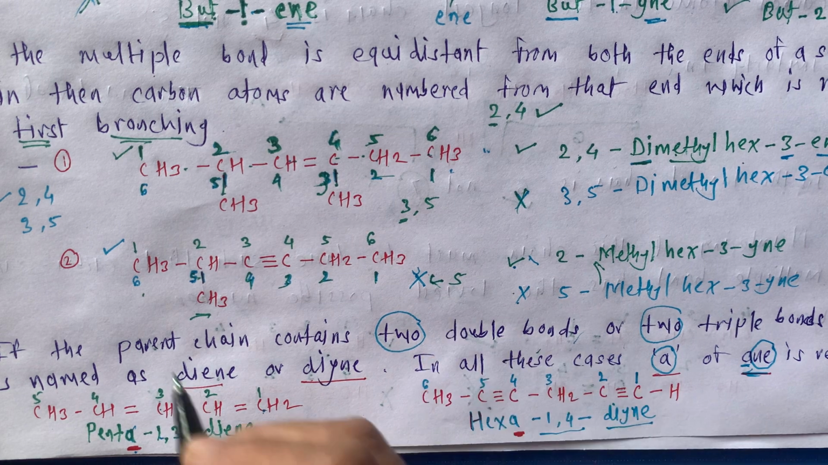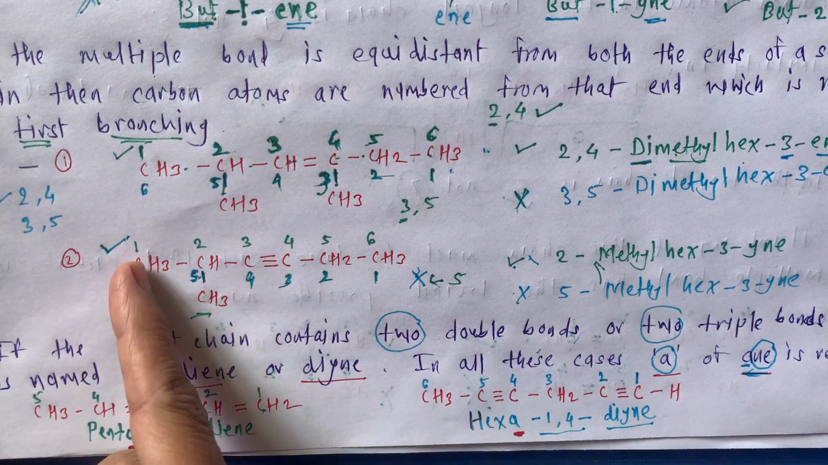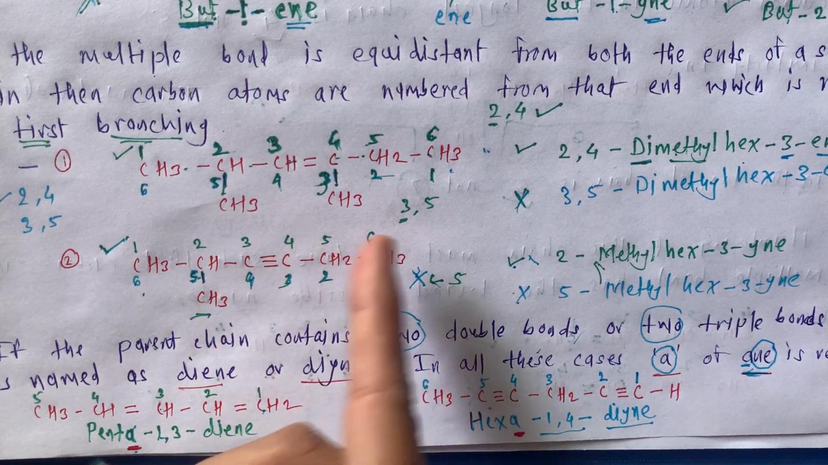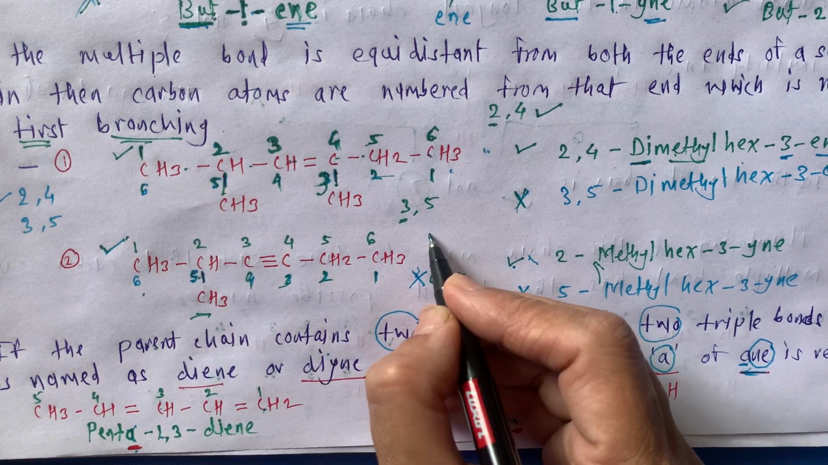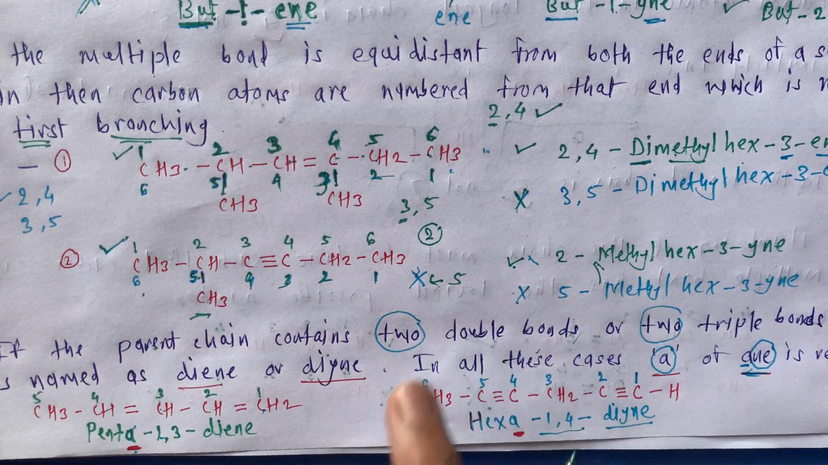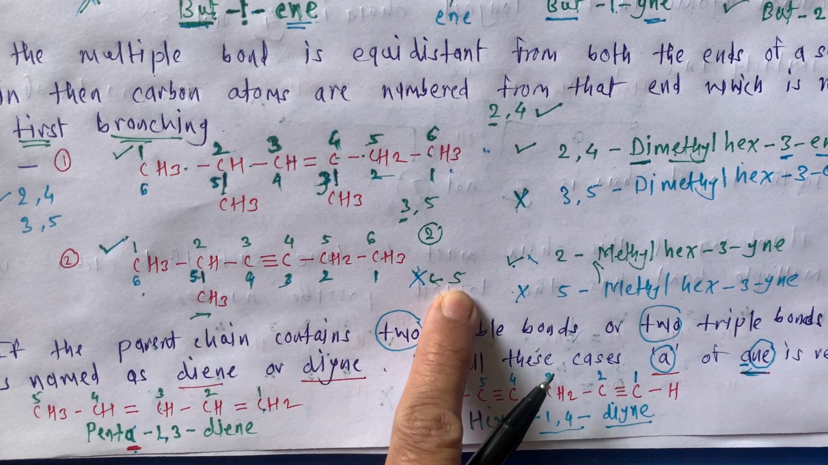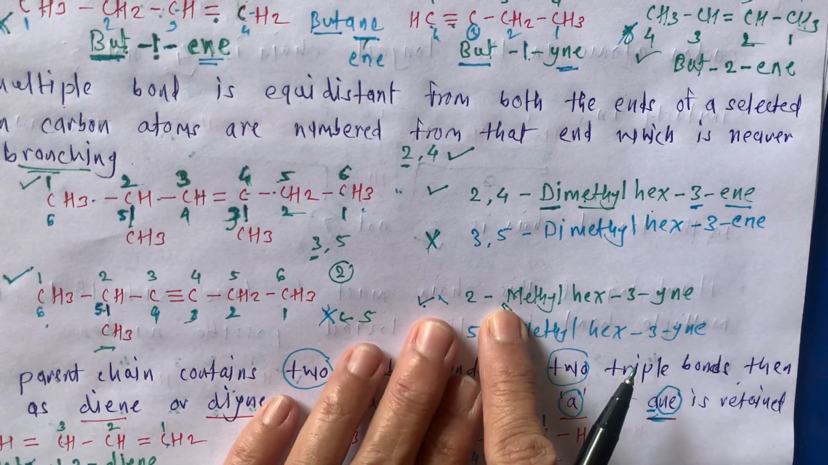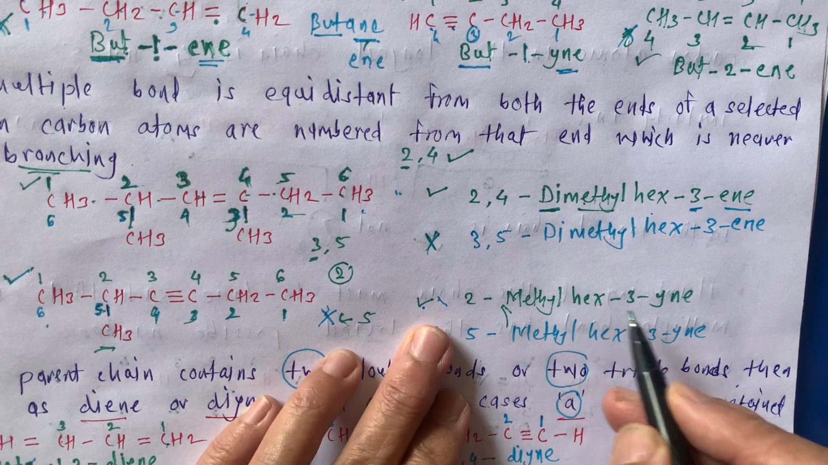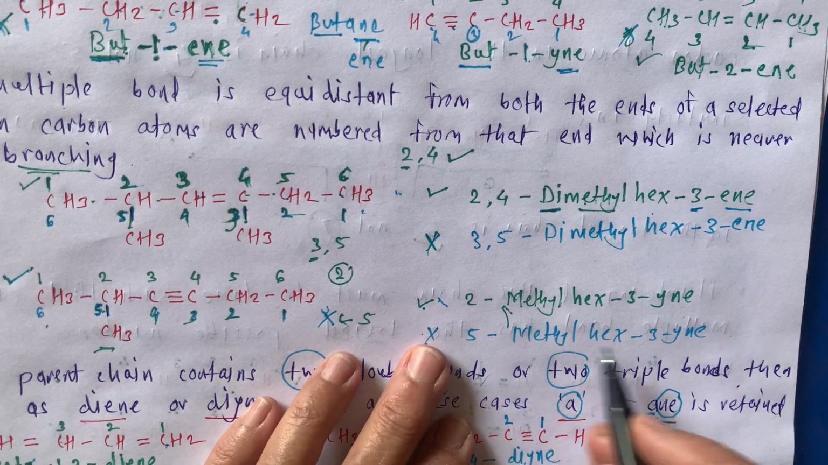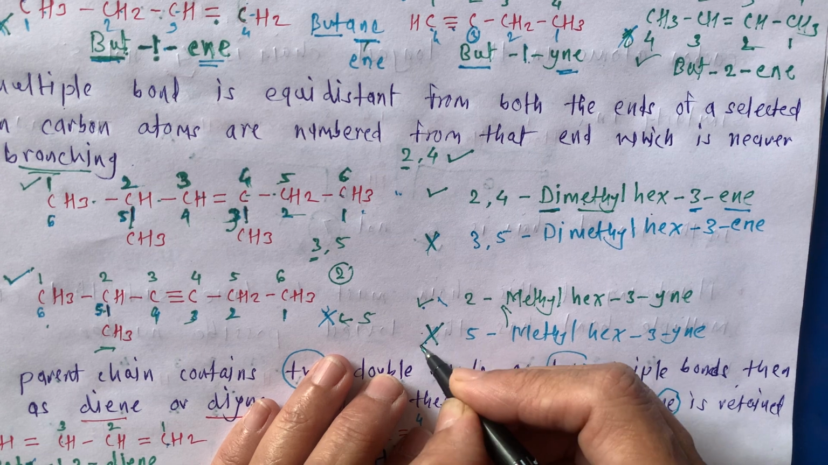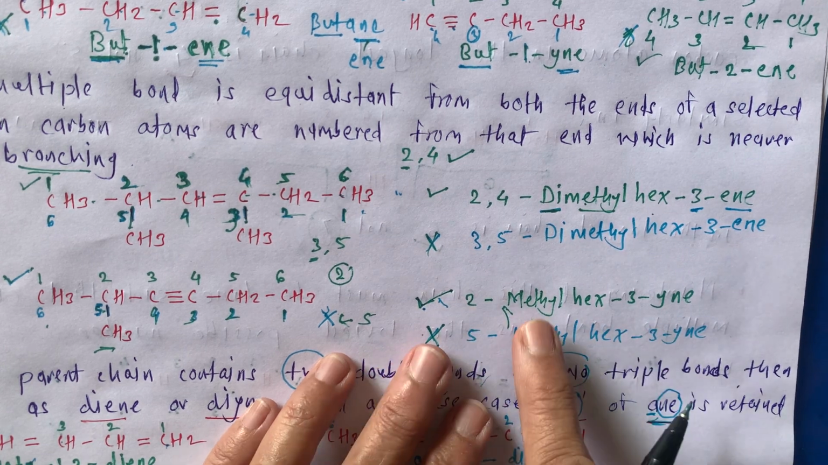This is on the 5th position. But if you are numbering from the left hand, then 1, 2, 3, 4, 5, 6. So this is on the second carbon, which is nearer to the branch. 2 is a smaller number than 5. So we select this name, 2-methylhex-3-yne. 5-methylhex-3-yne is the wrong name. This is the correct name.